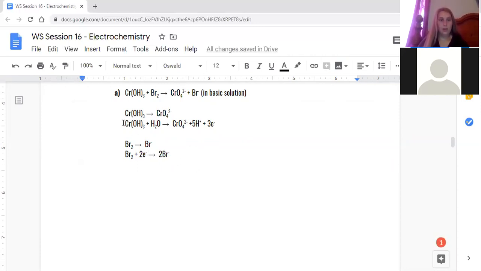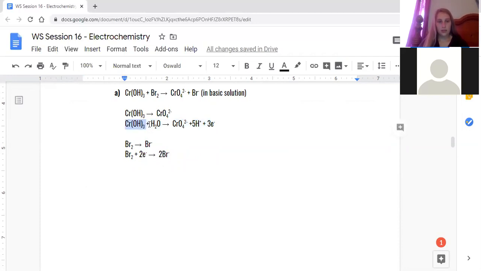So now we have the reactions, the oxidizing reaction and the reducing reaction, both balanced now. So now we have to add the 2 reactions together and balance them. So we're going to add this one and this one together.